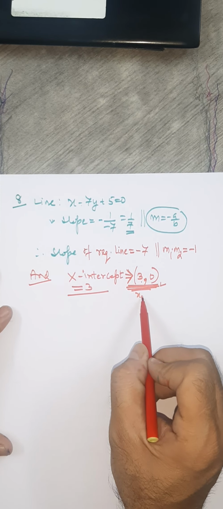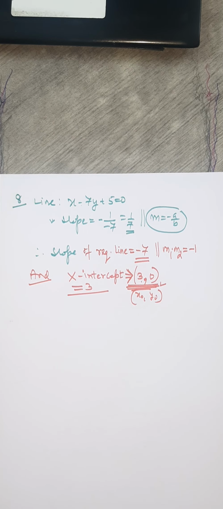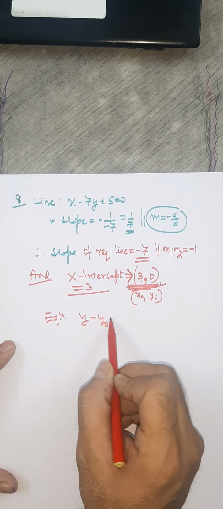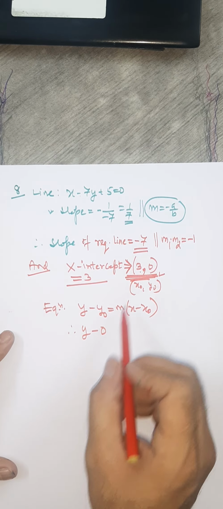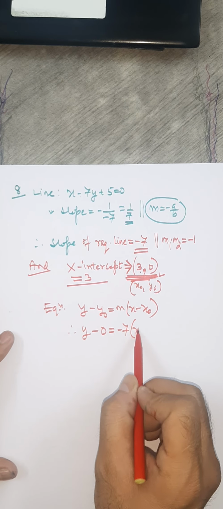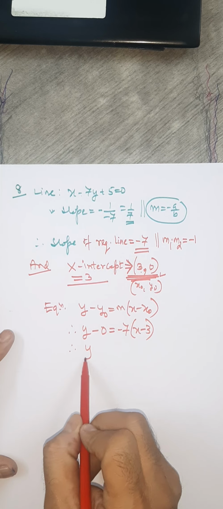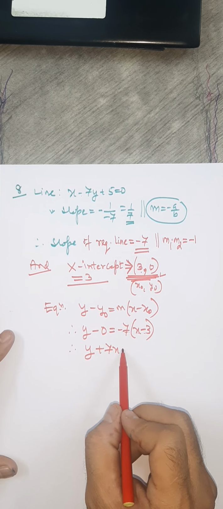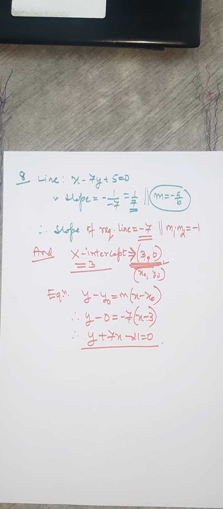You have a point which is x0 y0. You have a slope which is minus 7. So you can get the equation of this line very easily. How do we get it? Use the equation y minus y0 equals slope into x minus x0. What is y0 here? 0. What is the slope? Minus 7. What is x0 here? 3. So what we'll get from this? Y equals minus 7x plus 21. If I take it on the left hand side, it is 7x plus y minus 21 equals 0. This is the required equation here.